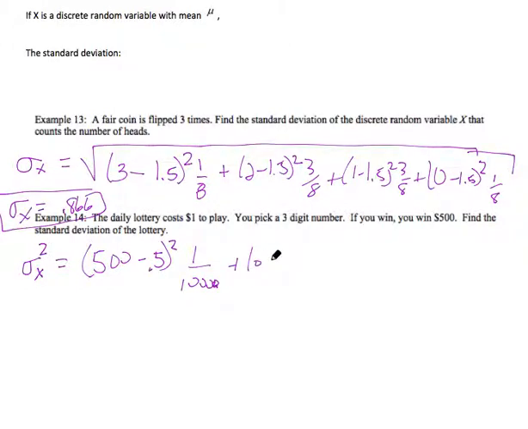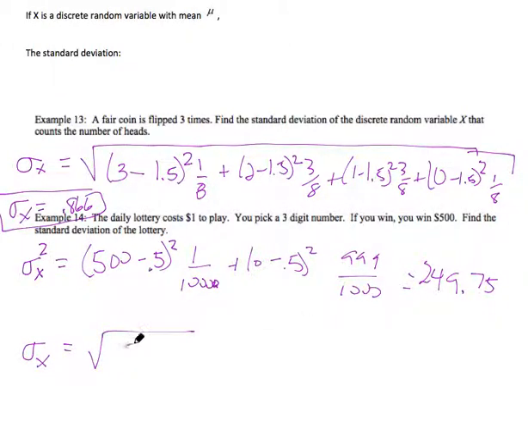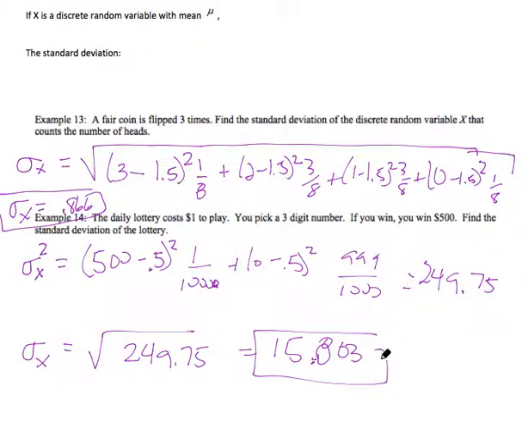Plus 0 minus 0.5 squared times 999 over 1,000. You should be doing this on your calculator as well. Maybe pause the video so you see where it comes from. And this equals, I forgot to write that, 249.75. The standard deviation is the square root of that. So it's the square root of 249.75, which equals 15.803. That's a decimal point in there, 15.803.